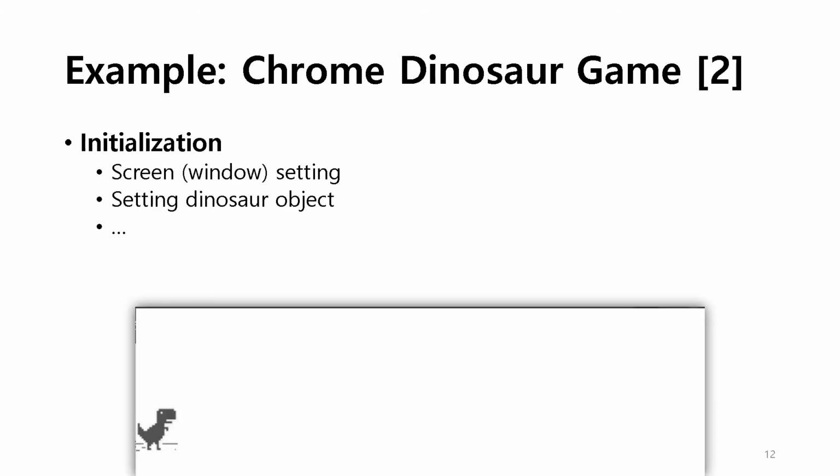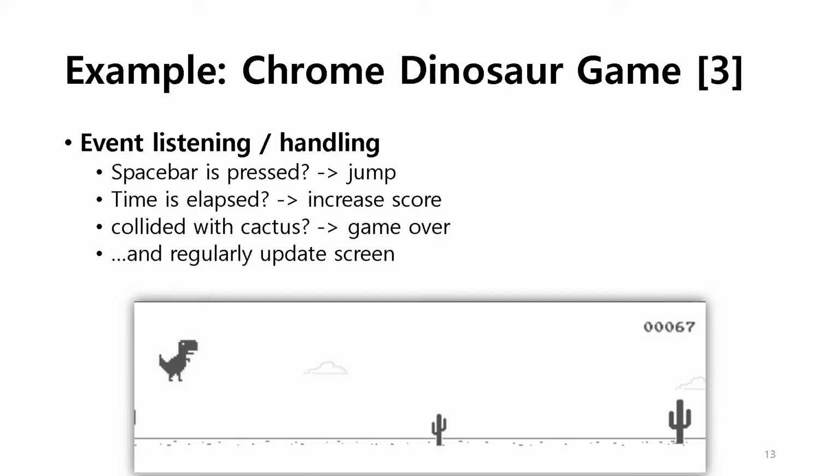First, the game initializes and sets things up. It loads the dinosaur's image, resets the score, sets the screen, and so on. When the game has started in the infinite loop, it increases the score over time and checks whether the user pressed the spacebar. If so, then the dino should jump like this.